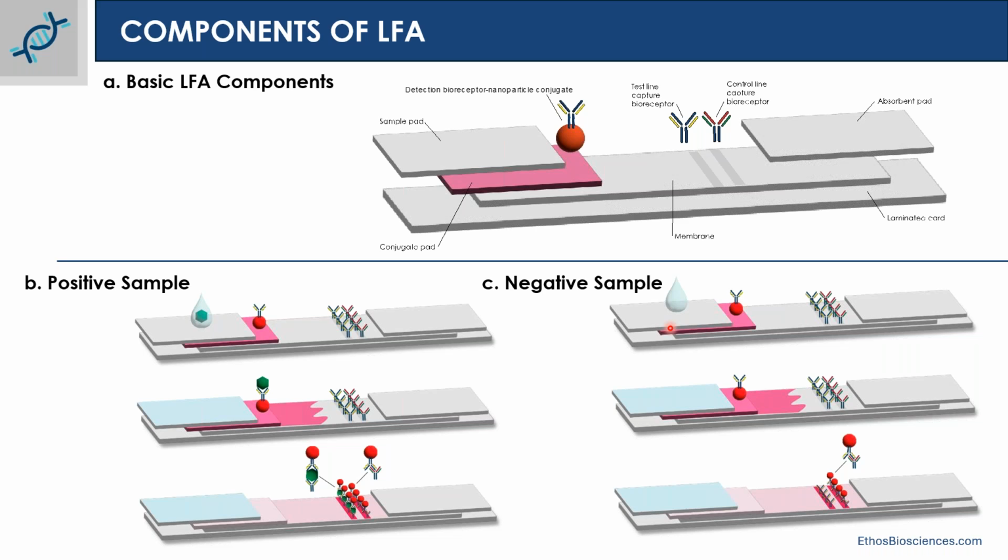There's also another type of immunoassay known as a competitive assay where the opposite trend is true. So the control line only lights up in the presence of a positive sample, but with a negative sample, both lines turn red.